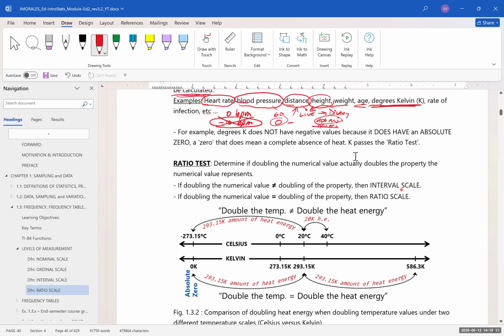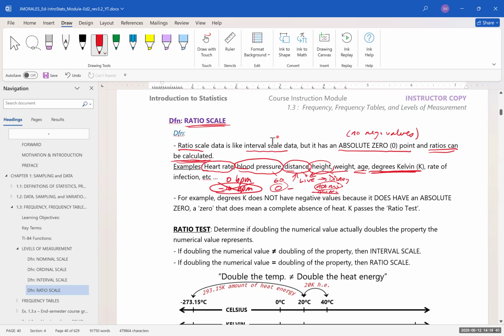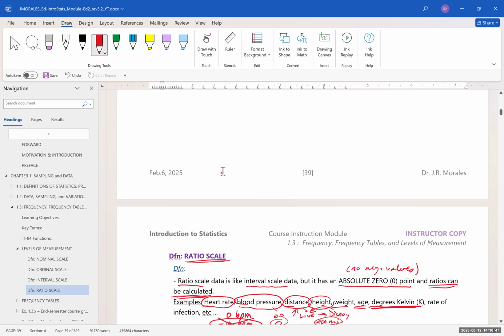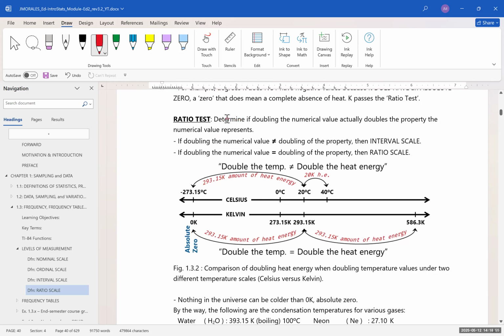Thinking about whether a random variable can have negative values is probably the quickest and easiest way to determine the difference between ratio scale and interval scale. But there's something called the ratio test, where you determine if doubling the numerical value actually doubles the property that the numerical value represents. If doubling the numerical value does not equal doubling of the property, then that's an example of interval scale. If doubling the numerical value actually doubles the property, then that's a ratio scale.